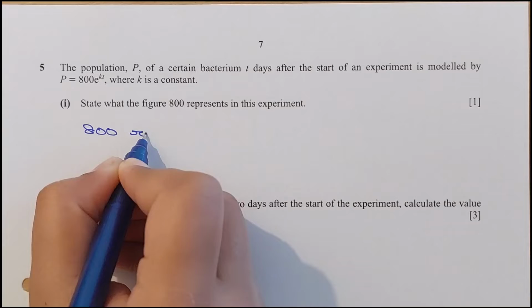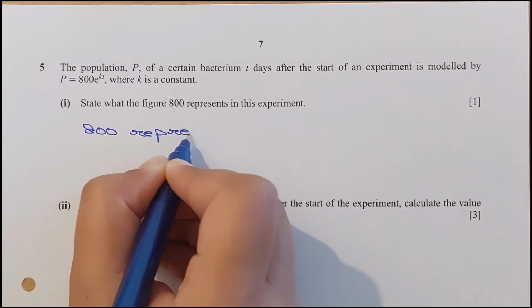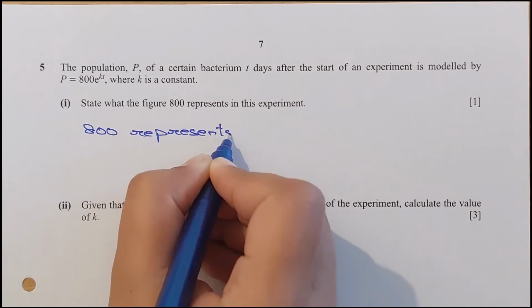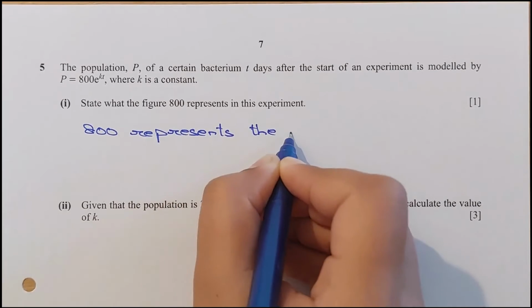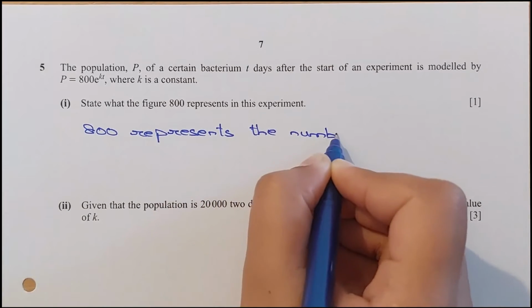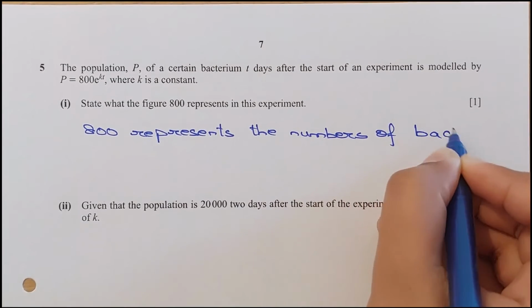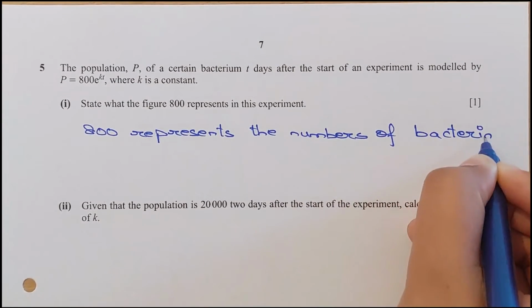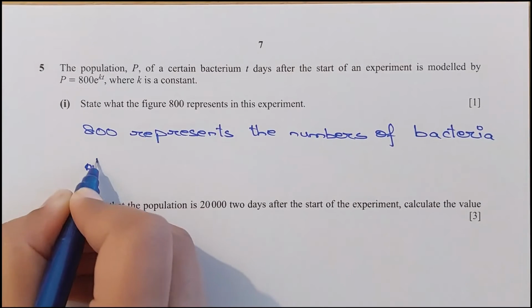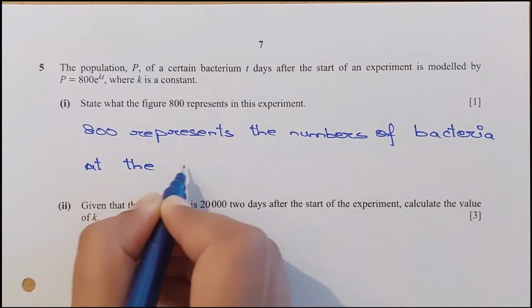800 represents the number of bacteria at the start of the experiment.